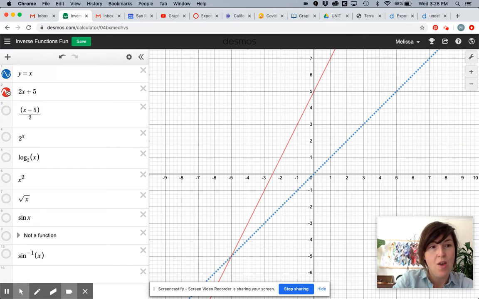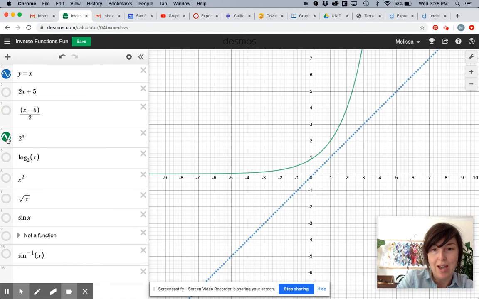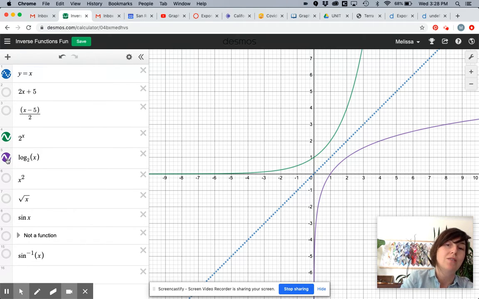Voila. We know that if we had y equals 2 to the x power, that its inverse would be y equals log base 2 of x. And see what a pretty design that makes. So lovely.